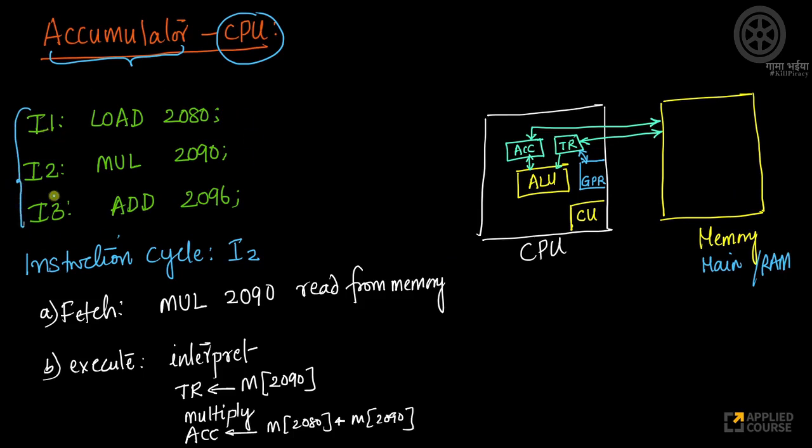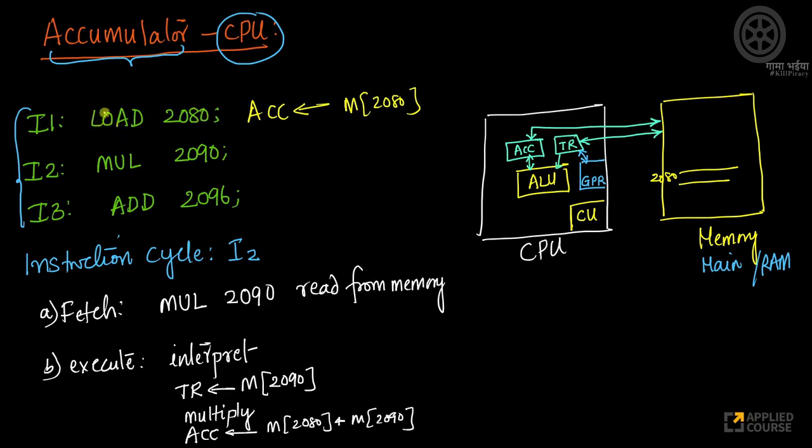So let's understand each of these instructions one by one, so that we understand how the accumulator CPU itself works. We start with the first instruction. It says load 2080. What it does is, whatever actual data is stored in address, let's say 2080, is now copied to the accumulator. So this basically means accumulator equals the value stored in memory address 2080. That's what this instruction does.